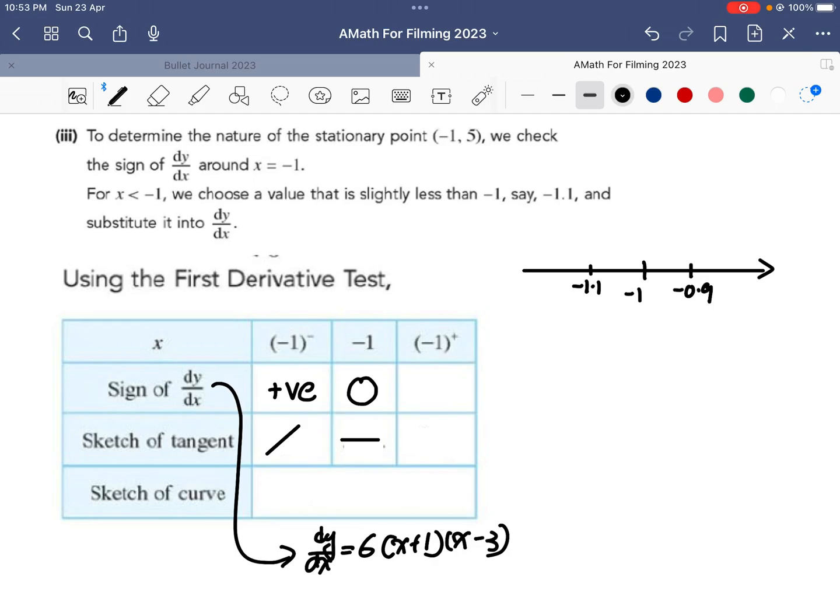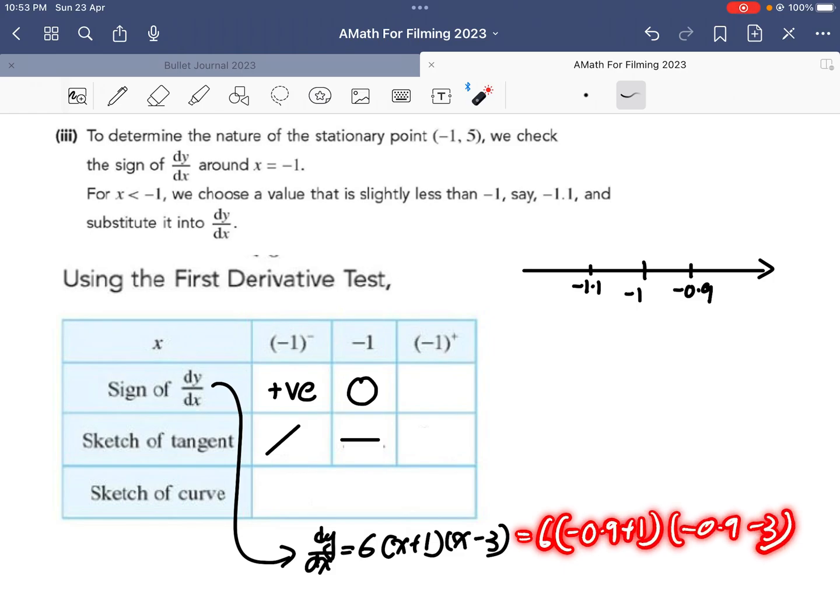Now negative 1 plus means something that is slightly to the right or slightly more than negative 1. So here the value we use is negative 0.9. Once again, using dy/dx, you use 6 times negative 0.9 plus 1, times negative 0.9 minus 3. Then the value that we will get down here, you will find that the value here will be negative 2.34, which is less than 0.